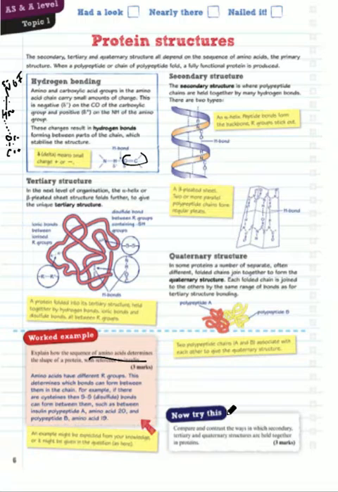Now, compare and contrast the ways in which secondary, tertiary, and quaternary structures are held together in proteins. Okay, so they all have hydrogen bonding. However, the secondary and the quaternary structure only have hydrogen bonding forming, whereas in the tertiary structure, you will have the formation of hydrogen bonds, ionic bonds, and disulfide bridges. So that's the main difference between them all. And that's it.